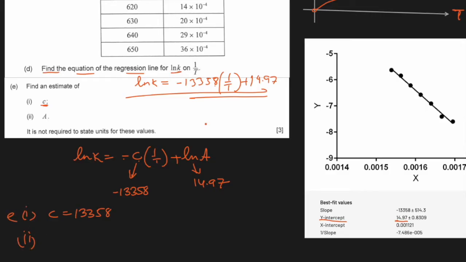Number 2, A. So ln A is 14.97. So A will be e to the power 14.97. Let's see what is that. It is a big number, 3172403. This is the estimated value of A, and we don't need to write units for this.